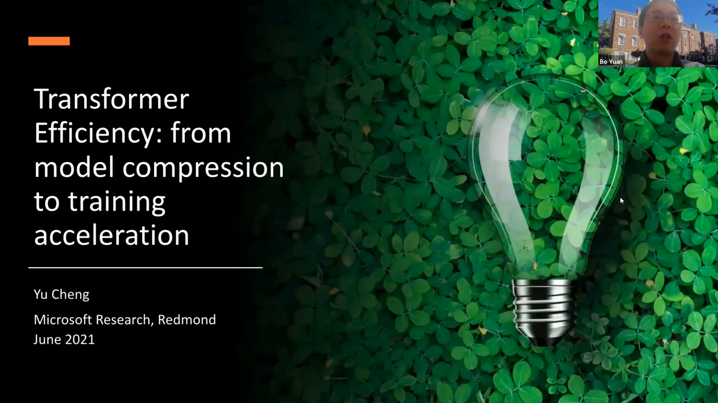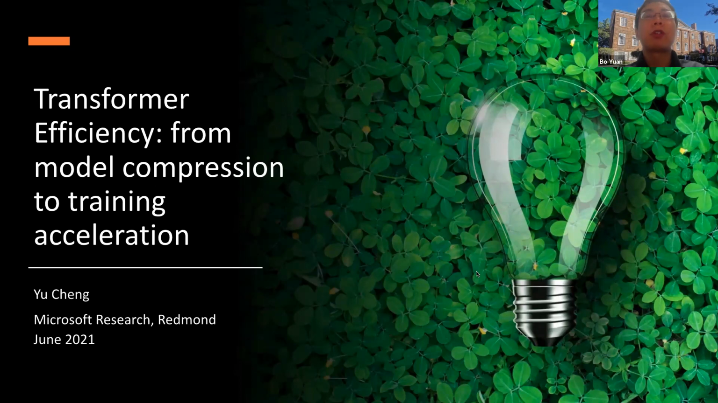Good. Okay, so everyone, thank you for attending this week's Progressing Efficiency Seminar talk. And today we have Dr. Cheng from Microsoft Research to give a talk with the title Transformer Efficiency from Model Compression to Train Acceleration.